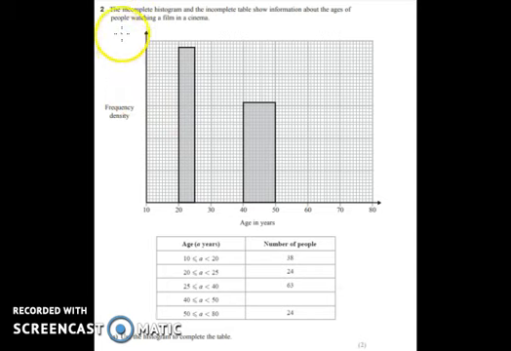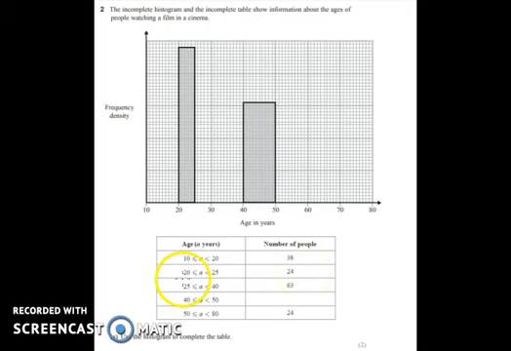Now, how to solve these kinds of questions? Here, we have been given an incomplete histogram as well as an incomplete table. We have to complete this histogram based on the table given, and we have to complete this table based on the histogram given. See, here we have been given 20 to 25. What is the frequency density? For 20 to 25, we have the number of people, which means it's the frequency. We have the frequency as 24.